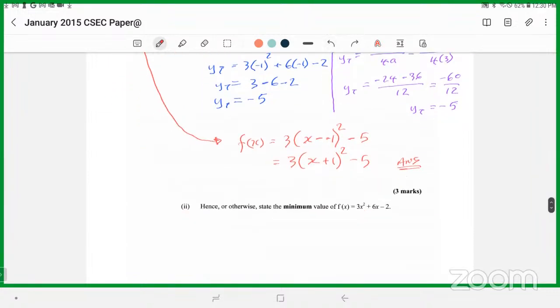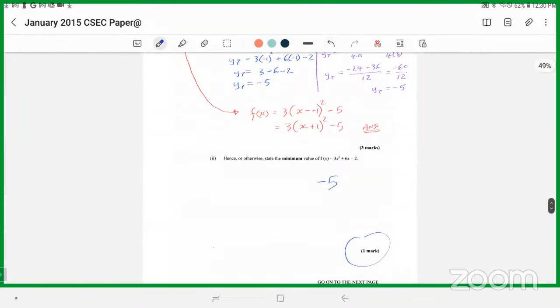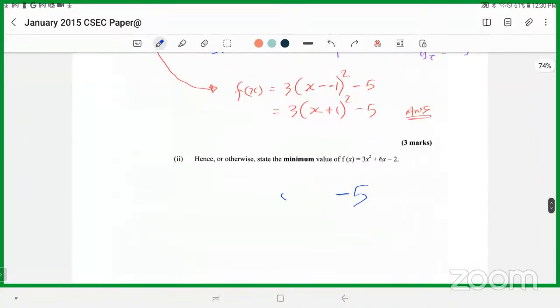Next part now says, hence or otherwise, state the minimum value. See, state means that you don't have to calculate anything. Minimum value, remember, is the YT value. So you just have to state it. In the exam, you cannot do this, you cannot write extra working, you'll get negative marks. Just write -5 because it's stated. Just write -5 on the paper, right there, and get the 1 mark for it. All right, but you can say it is the YT value, which is -5.